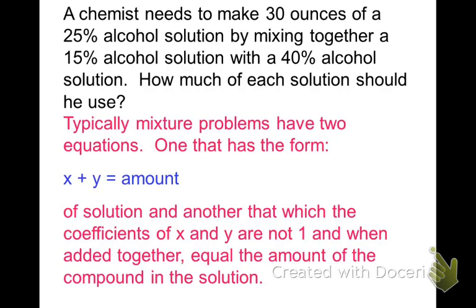So we know that since this is in the section on systems of equations, we're going to write two equations, and one of the typical mixture problem equations is going to be what I call the amount equation, because we're going to mix a certain amount of the 15% solution with a certain amount of the 40% solution to make a total amount of the 25% solution. So that's always going to be one of the forms: the amount of one plus the amount of the other is equal to the total amount.